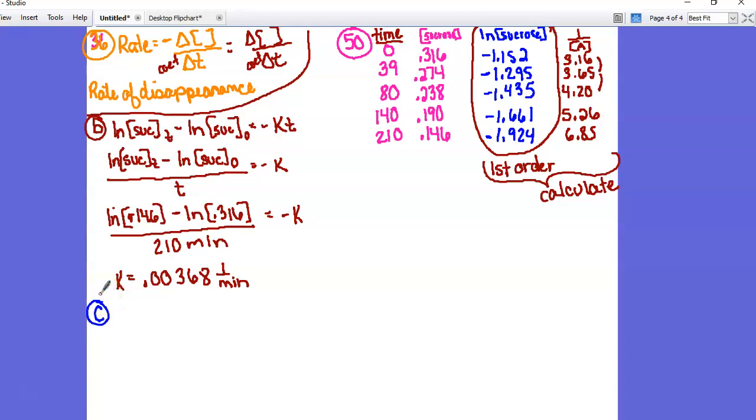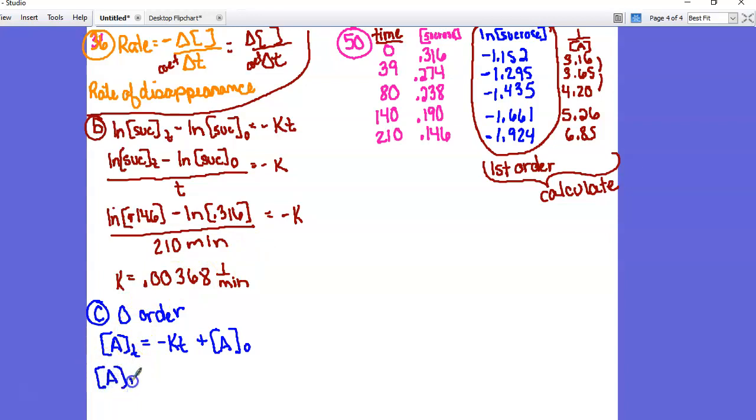Now, they tell you in this part C that it is 0 order. And that is the tricky part of the problem, because that changes your rate law expression. Your 0 order is the concentration at a particular time equals negative KT plus the concentration initially. So it's a lot different, a lot easier to use. So they just want you to figure this new concentration out at 39, 80, 140, and 210.